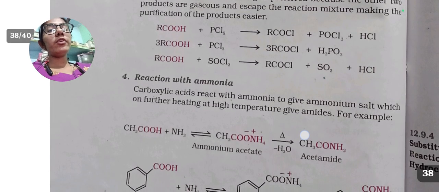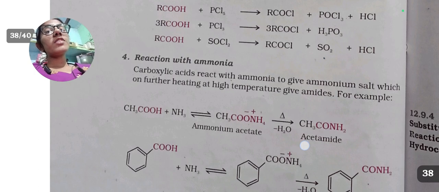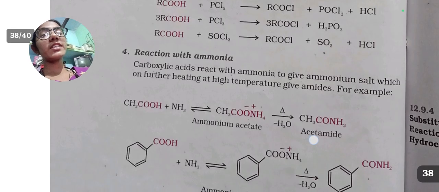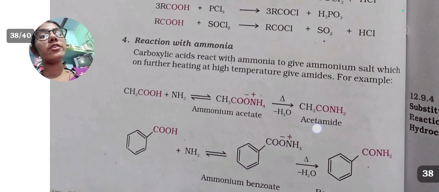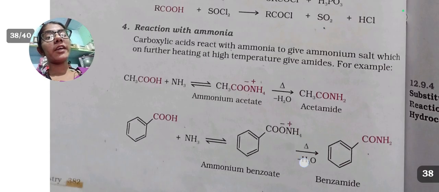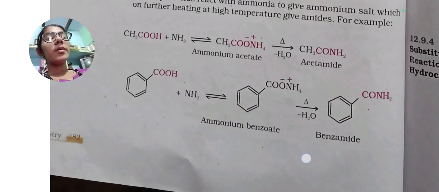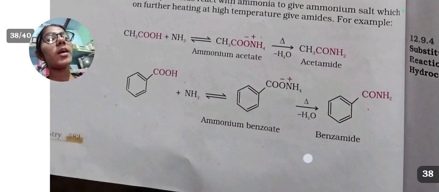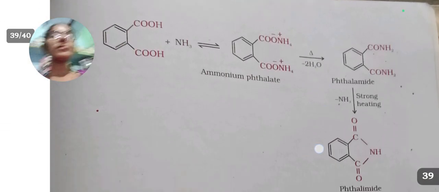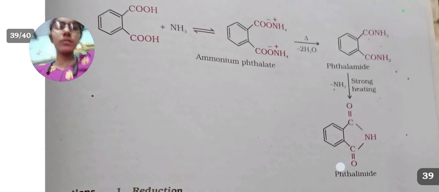Reaction with ammonia. Carboxylic acids react with ammonia to give the ammonium salt, which on further heating at high temperature gives the amide. For example, CH3COOH plus NH3 forms ammonium acetate and then acetamide. Benzoic acid reacts with ammonia and forms ammonium benzoate, then benzamide. Here you can see other example reactions.